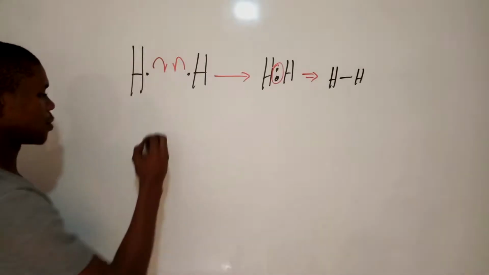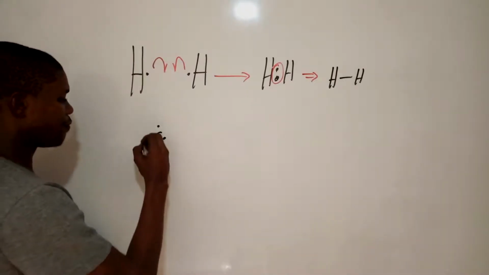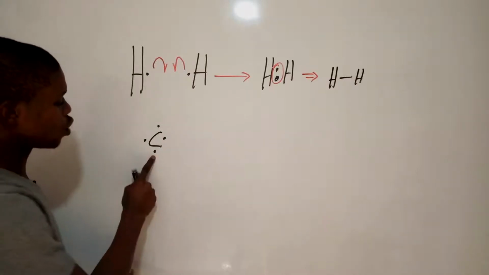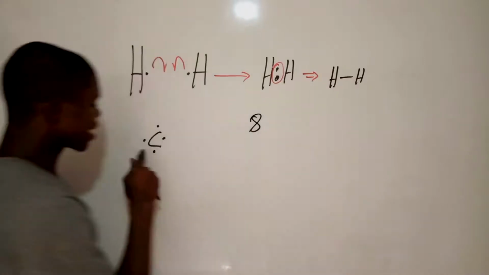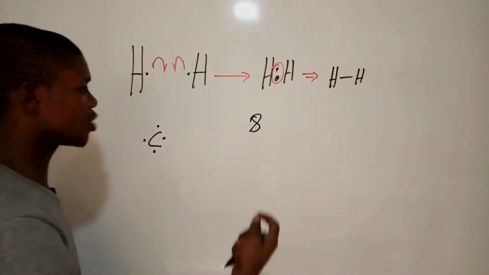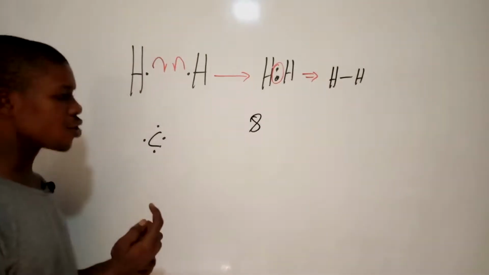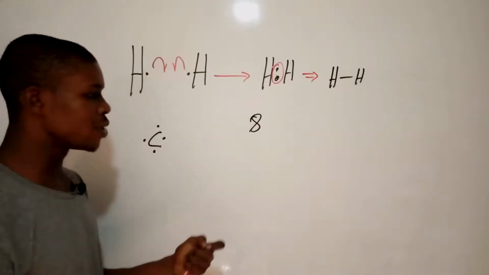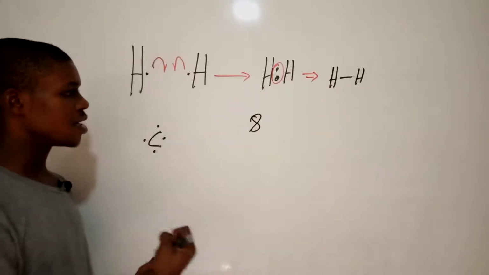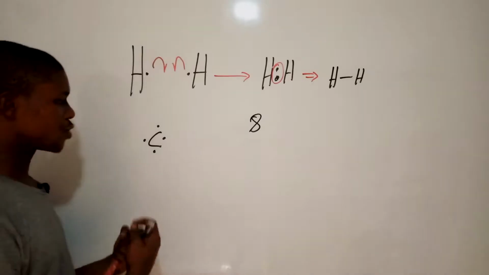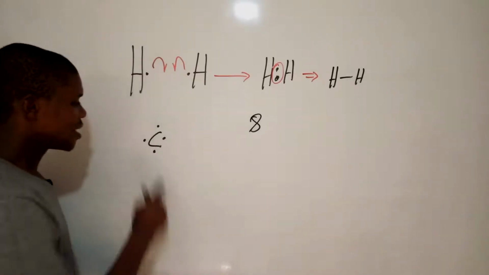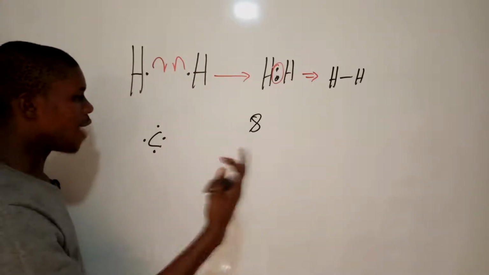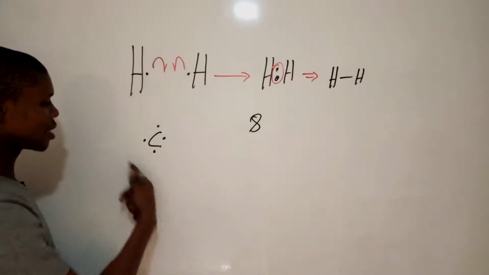Now let's look at carbon. Carbon here has 4 valence electrons. So how many electrons does it need to obtain the octet? Now remember, octet means 8. Guys, carbon needs 4 more electrons, so you have to look for atoms it can form bonds with to get the remaining 4 electrons. If carbon is bonding with hydrogen, carbon needs 4 hydrogens in order to gain the octet.